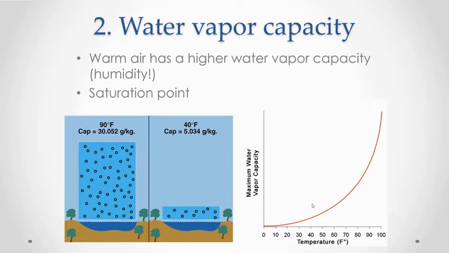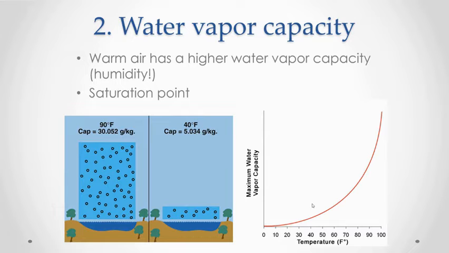Another property of air is its water vapor capacity. Warm air has a higher water vapor capacity. If you've ever wondered why humidity seems to be such an issue in the summer but not in the winter, it's because in the winter, the cold air can't hold as much water vapor, so it can't get as humid. But in the summer, when the air is plenty warm, it gets plenty humid. Eventually, it can reach a saturation point, and that's where precipitation happens, of course.